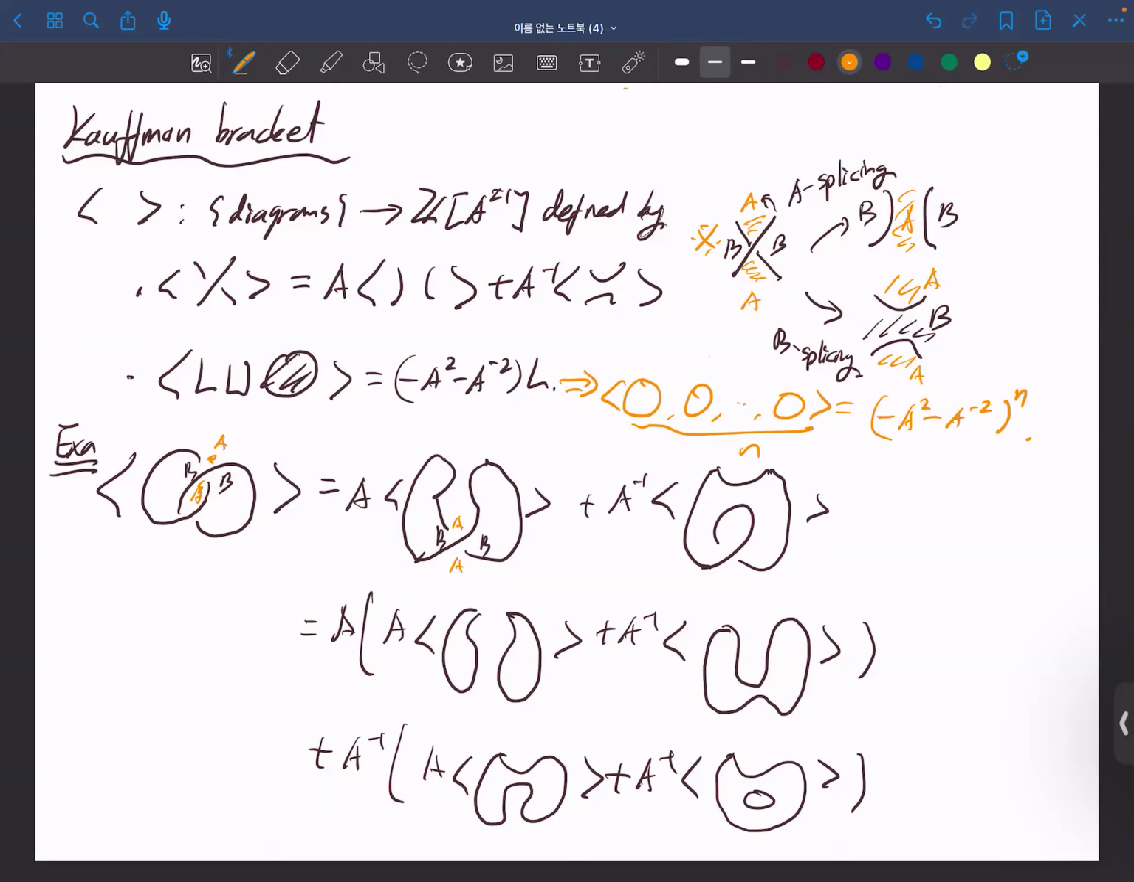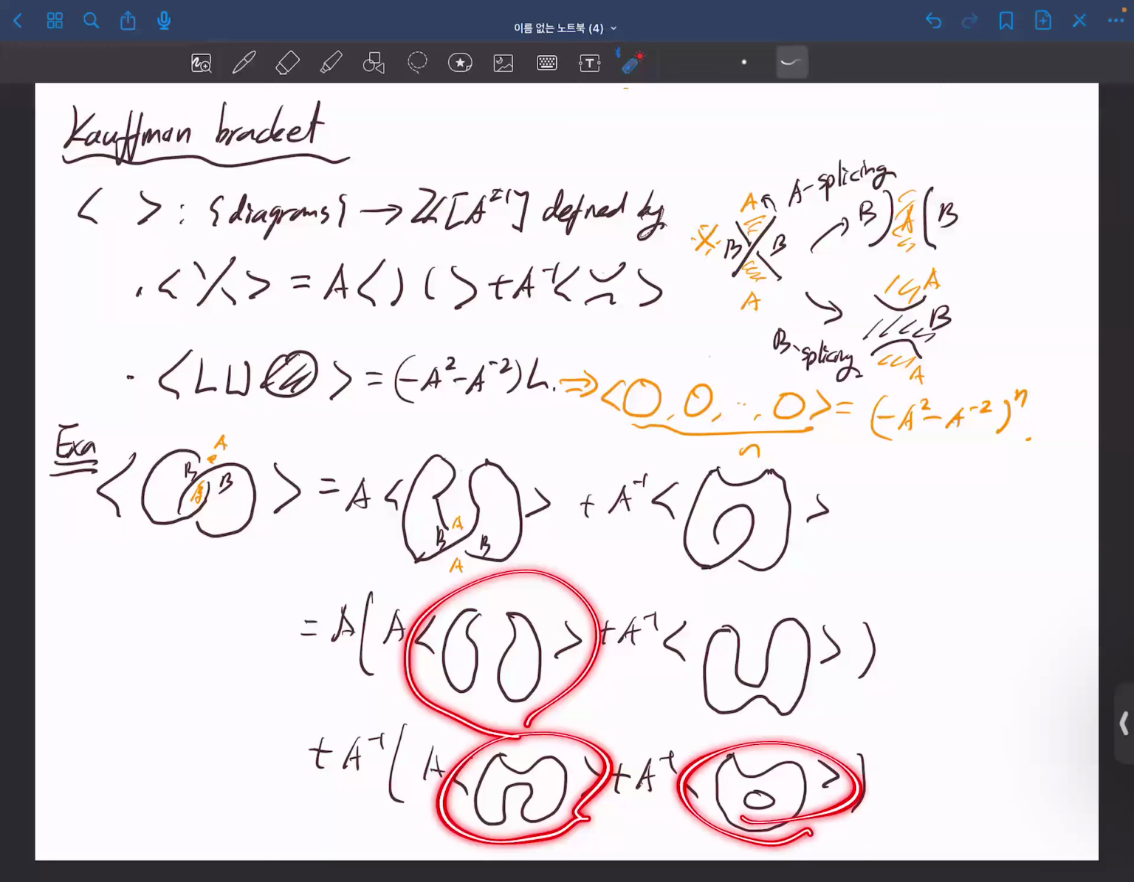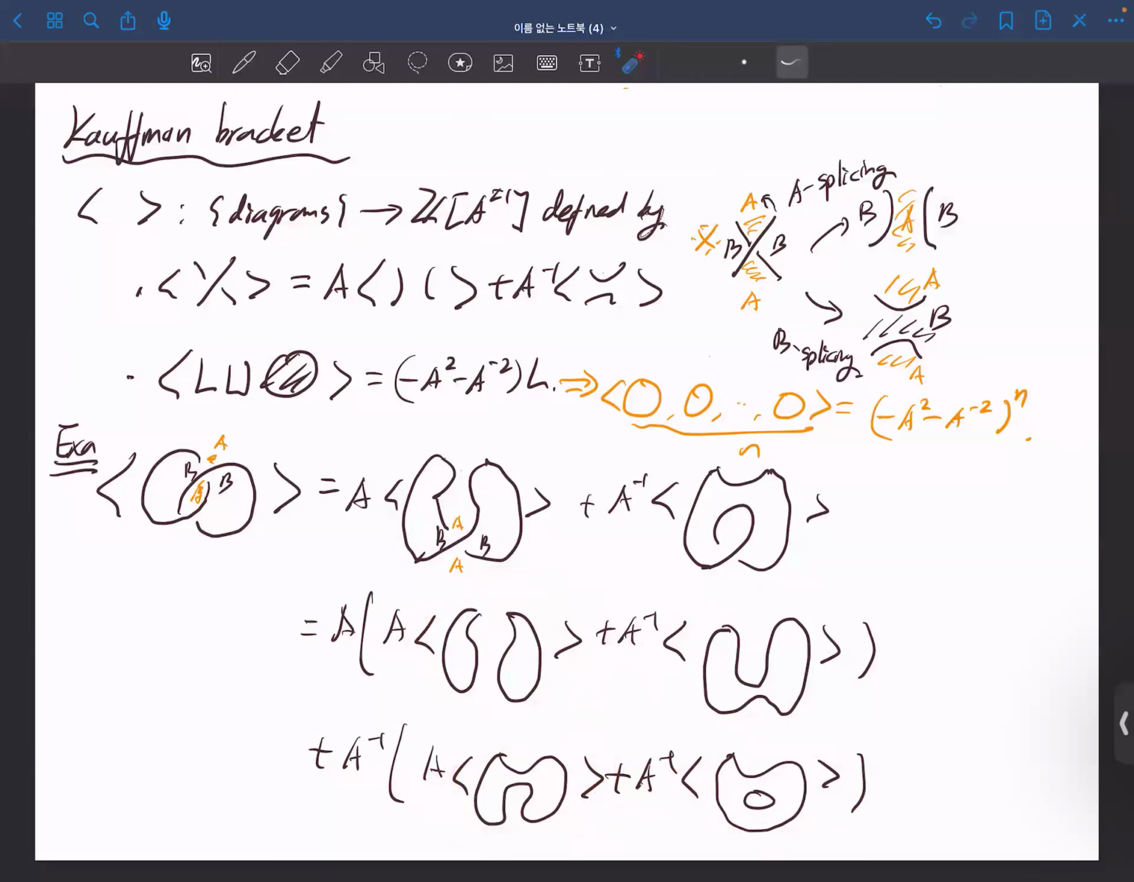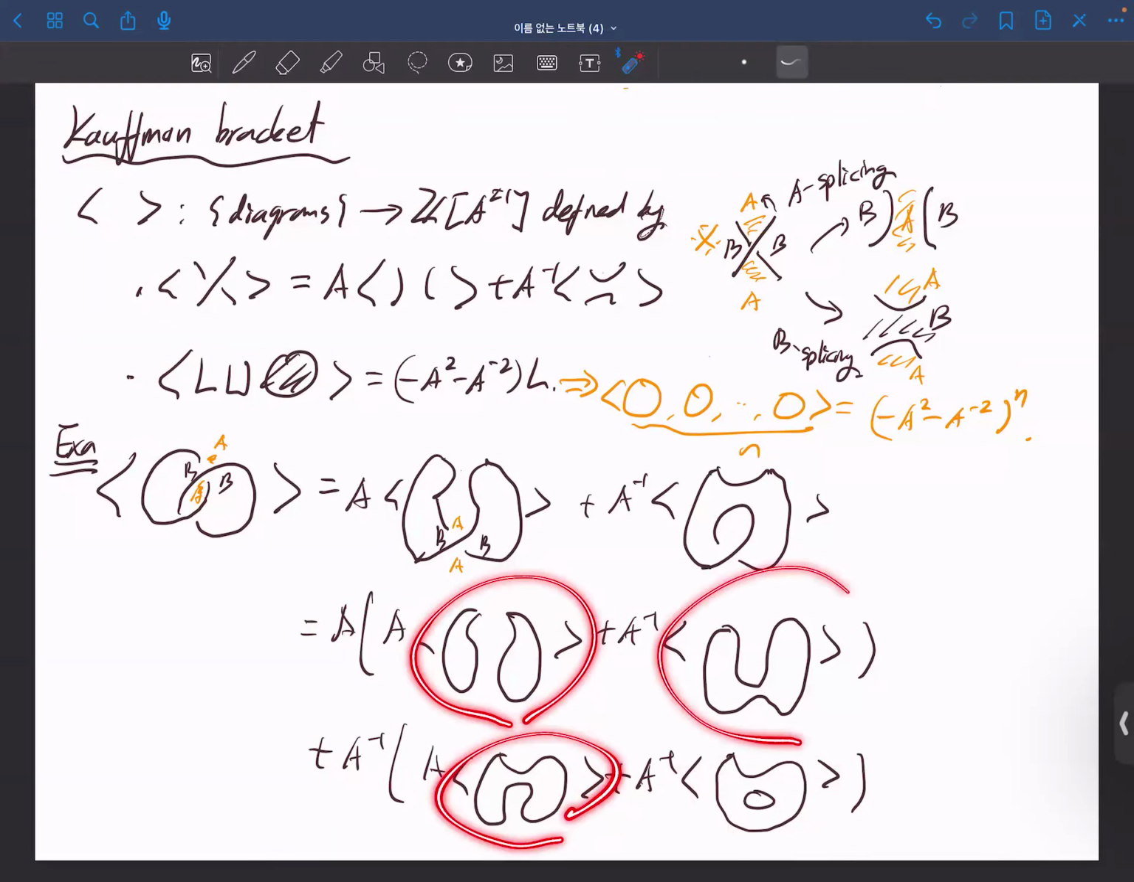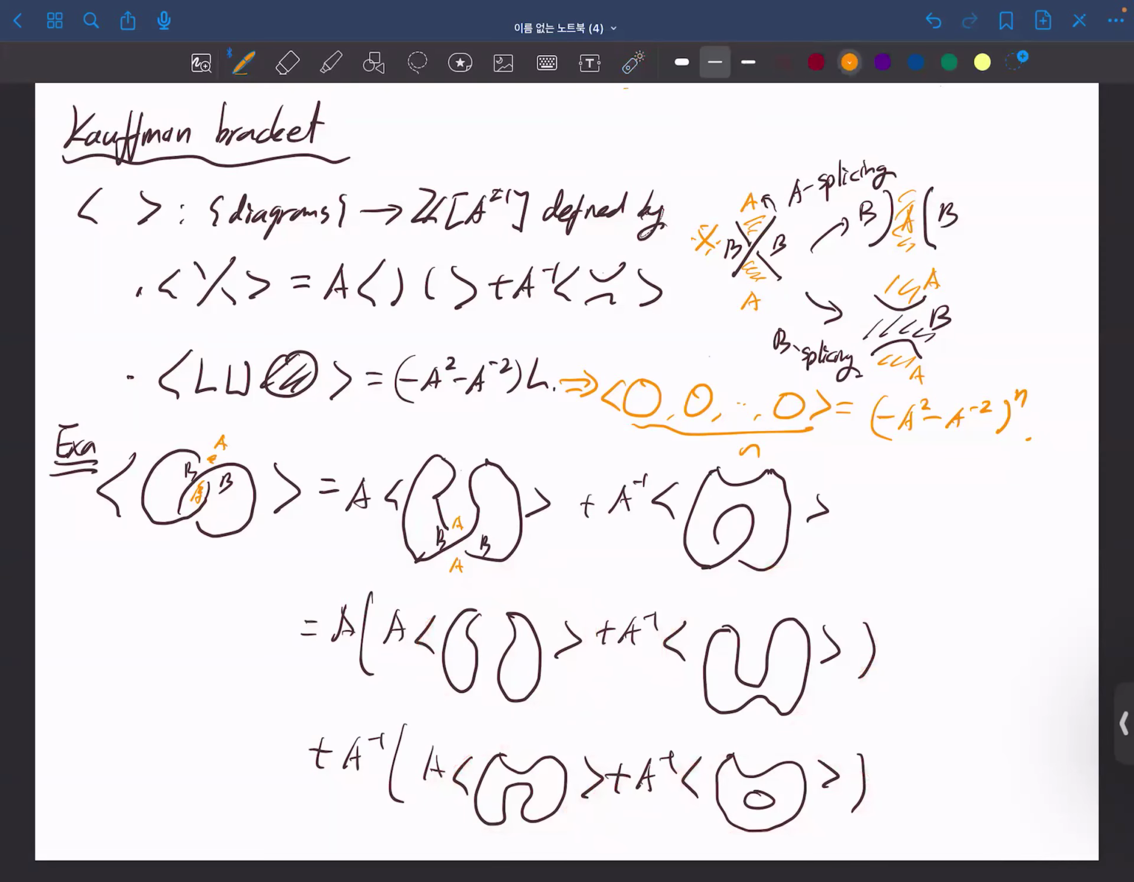Then this is called... then here in the end, we spliced, removed all crossings, and we just obtain trivial circles. Then we replace it by a to the 2 plus a to the minus 2, square, minus a to the 2 minus a to the minus 2, minus a square minus a to the minus 2 square, like this, with respect to the number of components.